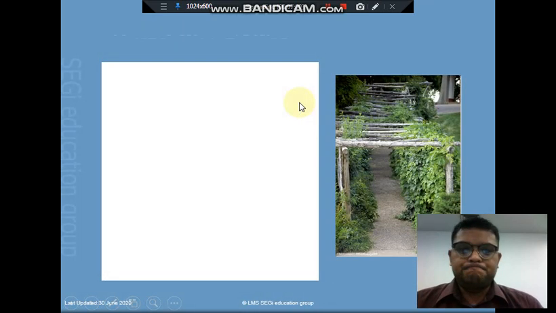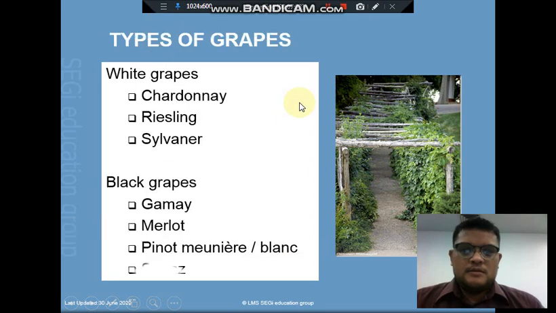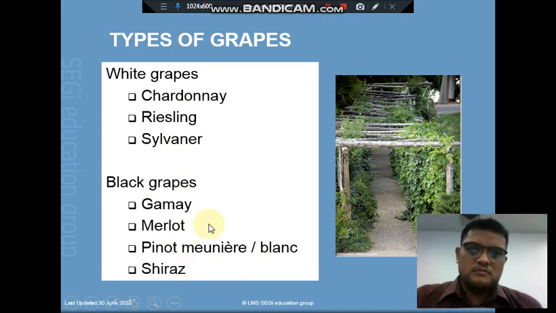Next, here are some examples of types of grapes. White grape examples are Chardonnay, Riesling, and Sylvaner. And black grape examples are Gamay, Merlot, Pinot Meunier, and also Shiraz. If you have some knowledge about wine, you will find wines named after grapes, because some wines we call Chardonnay, Riesling, Merlot, Pinot Meunier, and so on. And some red wine we also call Shiraz.